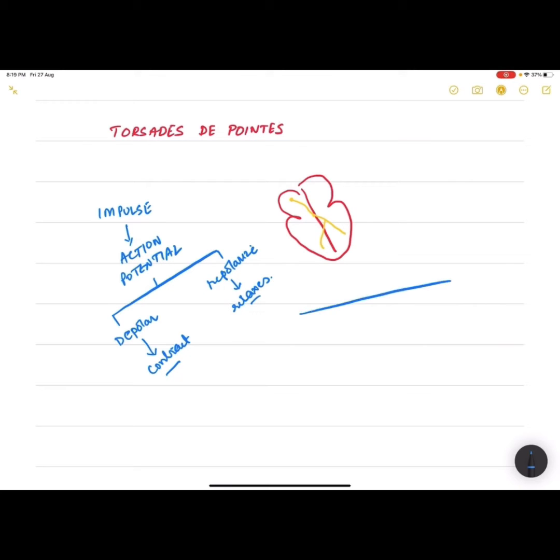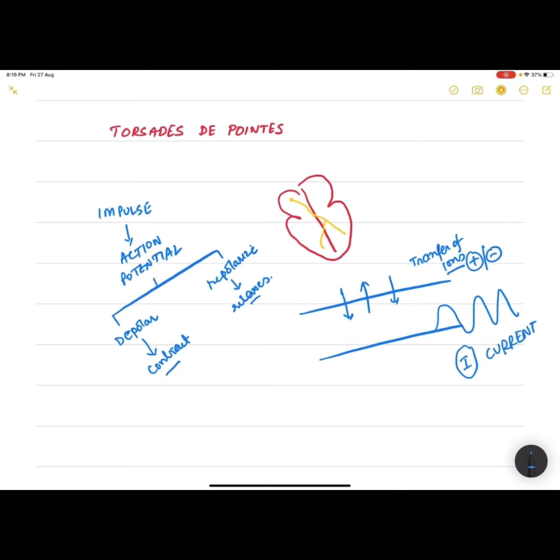So how do depolarization and repolarization happen? It just happens because of transfer of ions, positive charge and negative charge, thereby leading to something called a current, or I. You have to remember that the SA node action potential versus the Purkinje system or cardiac myocyte action potential are slightly different, because the SA node is a trigger, so it has a different action potential.